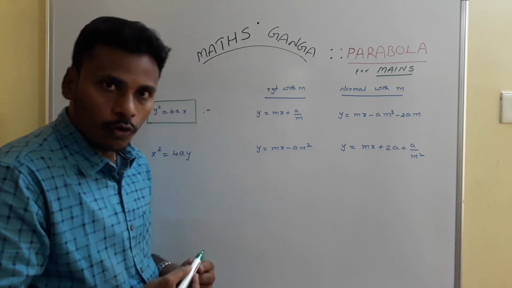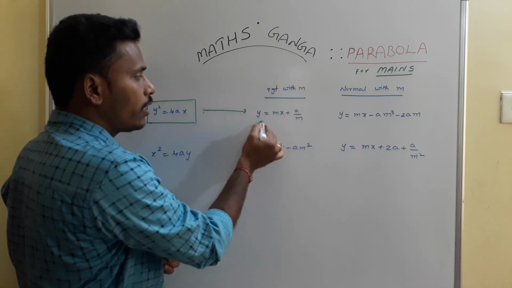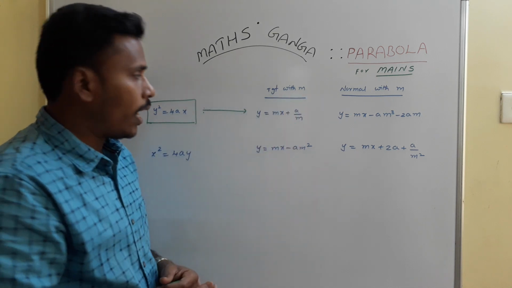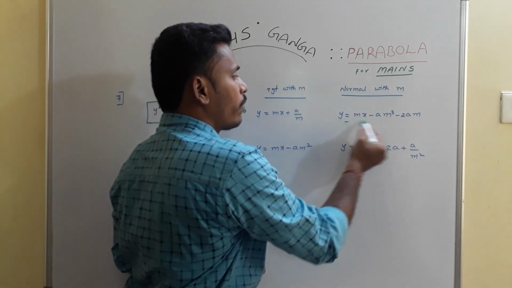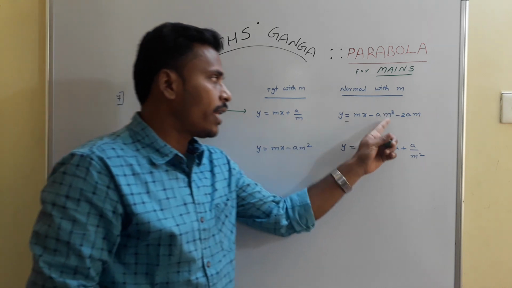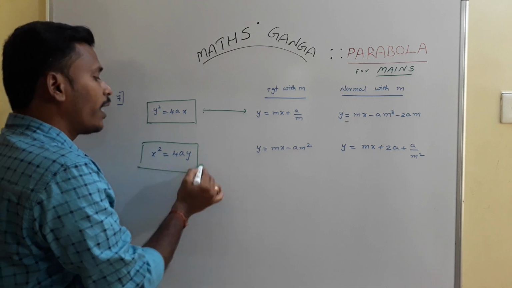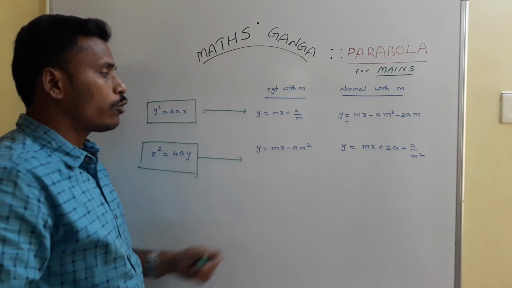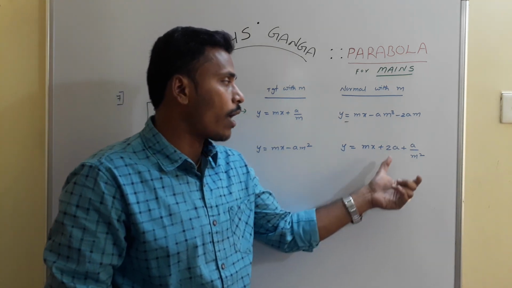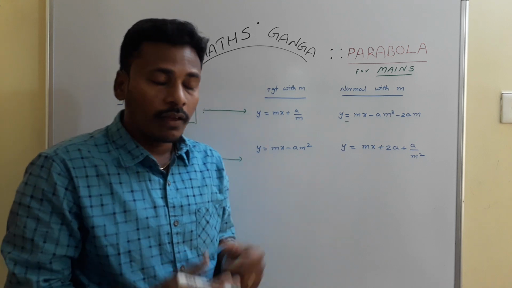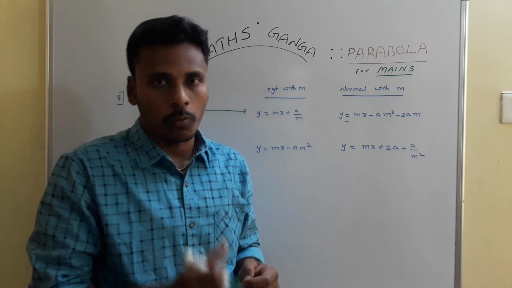For y square is equals to 4ax, we have a general tangent equation with slope m: y is equals to mx plus a by m, and for y square is equals to 4ax, the normal equation with slope m is given as y is equals to mx minus 2am minus am cube. And when coming to x square is equals to 4ay, the tangent equation with slope m is y is equals to mx minus am square, and the normal equation with slope m is y is equals to mx plus 2a plus a by m square. We need to memorize these four items to solve any problem in a simple and smart way.